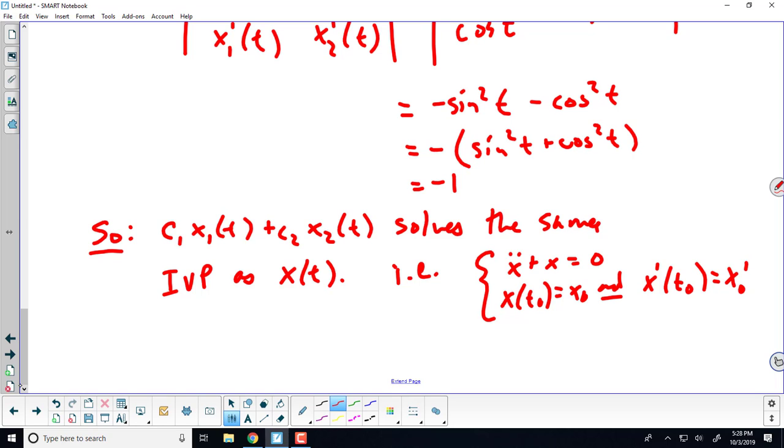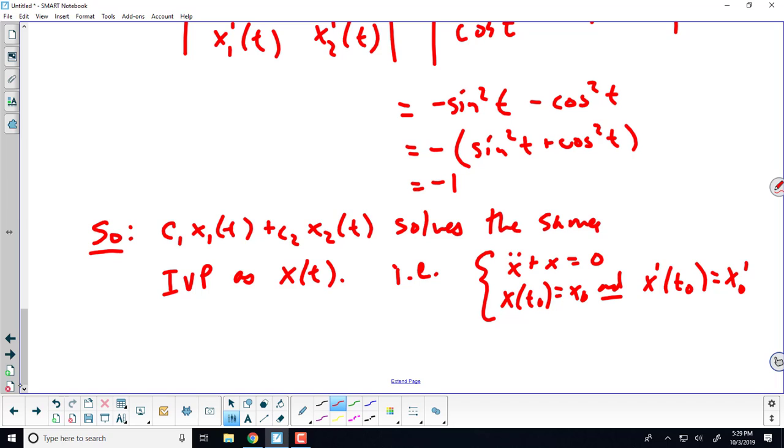So what are we trying to do? We picked this arbitrary solution. To classify it, we found out what initial conditions it would have satisfied. And then we found a linear combination of these two so that we could get a solution to the ODE that satisfied the same initial conditions. So both of these solve the same IVP.